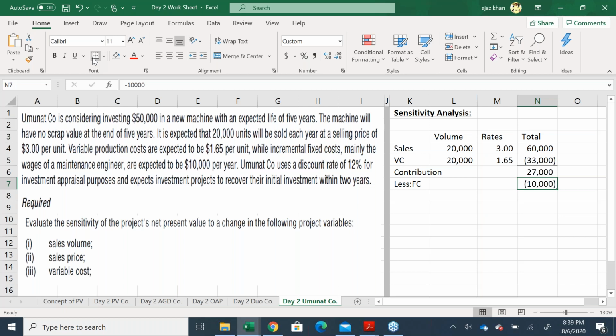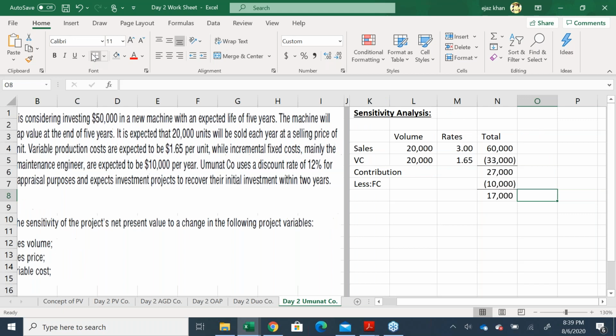And if we subtract this 10,000, the operating cash flows will be 17,000. Okay, so do we have any tax? We don't have the tax rate given. So let us ignore the tax for the time being. So that's it. That's the net cash flow that we are going to receive every year. So now let's calculate the net present value.